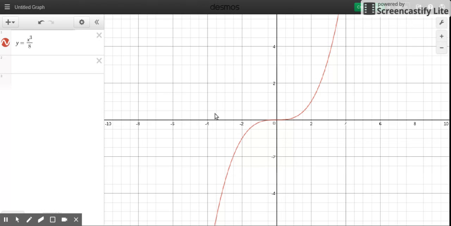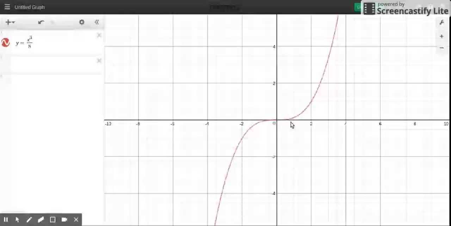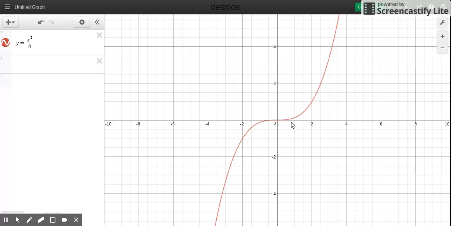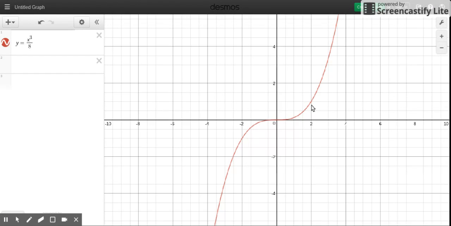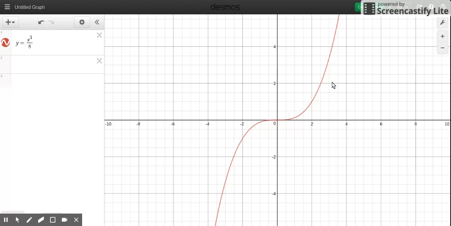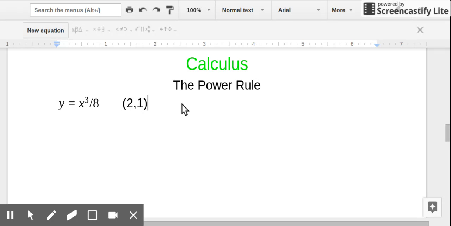All right, bringing up the graph, this is x cubed over 8. And we're at the point, what did I say, (2, 1)? So right here, we're going to find the equation of the tangent line that passes through the point (2, 1). So we're going to be looking at a line that's passing through this point. You can see that the slope is going to be positive, so let's keep that in mind. It passes through (2, 1).